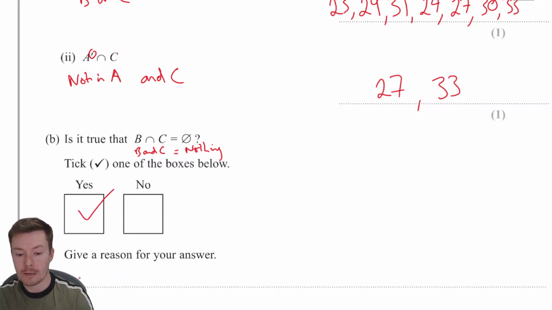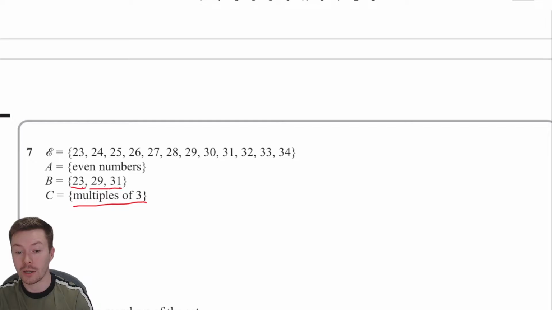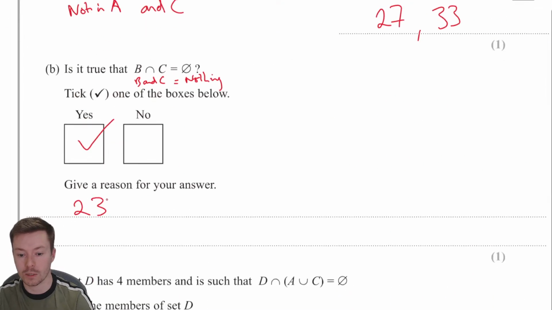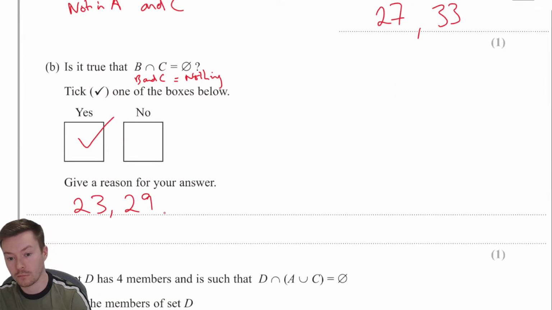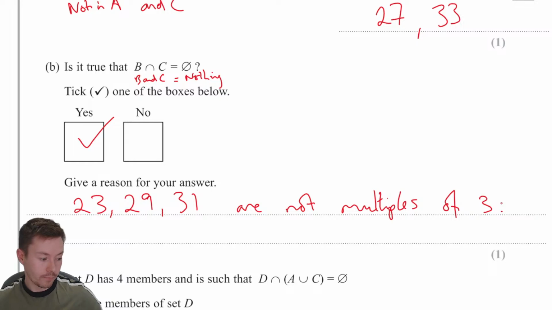So, is it true that B and C is nothing? Yes, okay. And then we'd put a statement basically saying that 23, 29, and 31 are not multiples of 3. And that'll be fine. Okay.